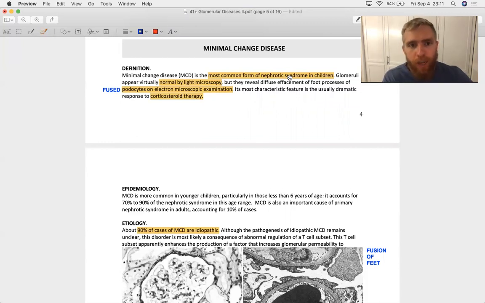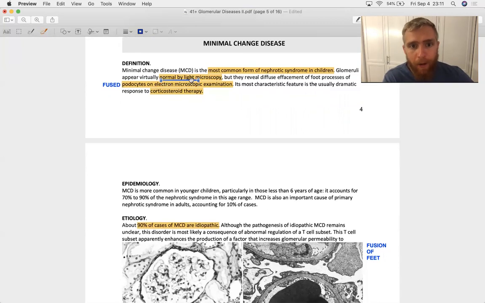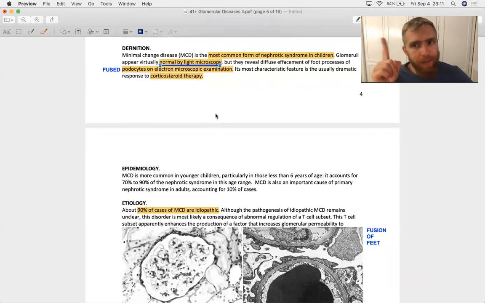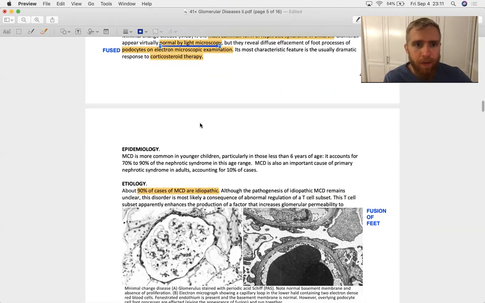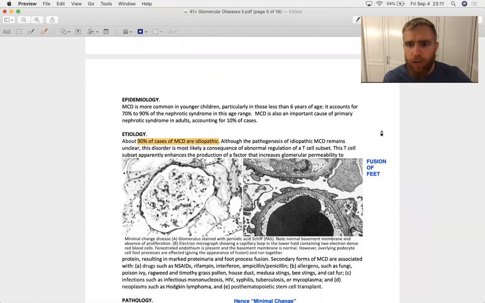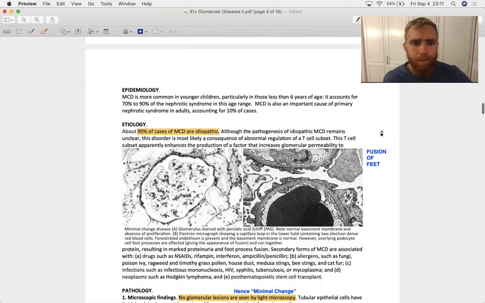It's called minimal change disease because it's normal by light microscopy. We look at this and there is basically no change in this glomerulus. But when you put it under an electron microscope, you're going to see fused podocyte foot processes. Exactly the same thing that we just saw with membranous. So fused podocytes, what does that mean? It means we've got a nephrotic syndrome. And you give these kids corticosteroids and they tend to improve pretty soon.